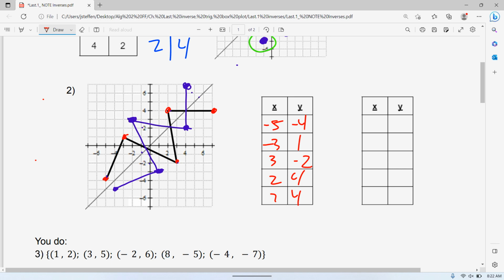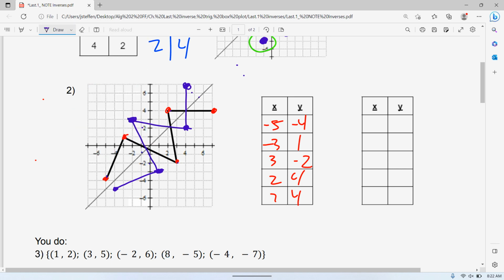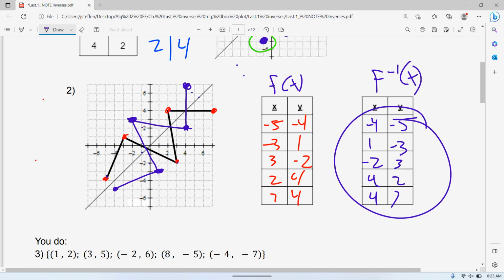So now, inverse, just like last time, you could flip them. So that's -4, -5, 1, -3, -2, 3, 4, 2, 4, 7. And then once you have the inverse, so if this is the original graph, this is the inverse. Once you have the inverse, graph those ordered pairs. If you go -5, I'm sorry, -4, -5, that's the same point.